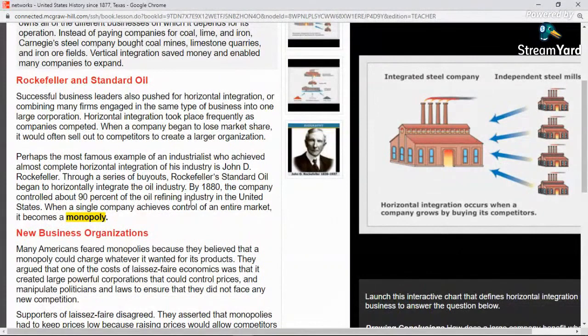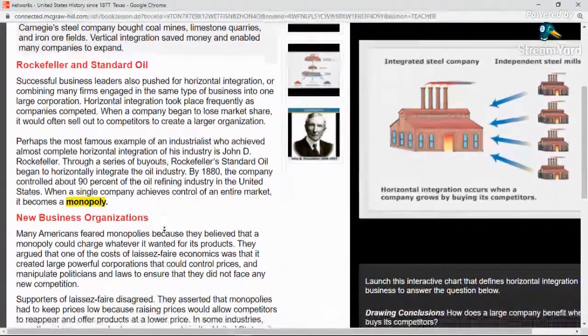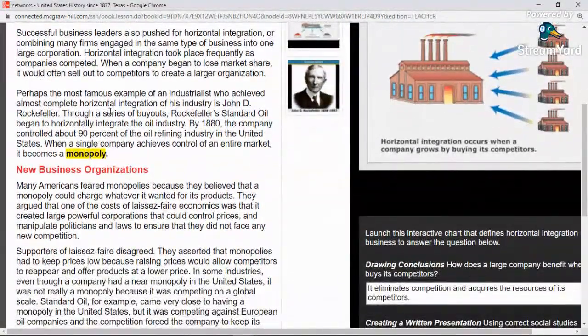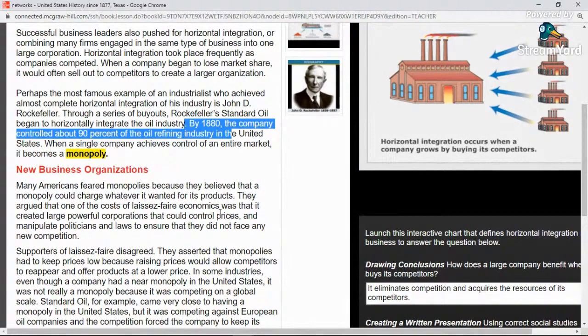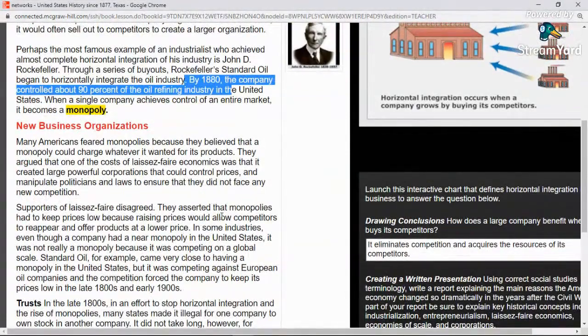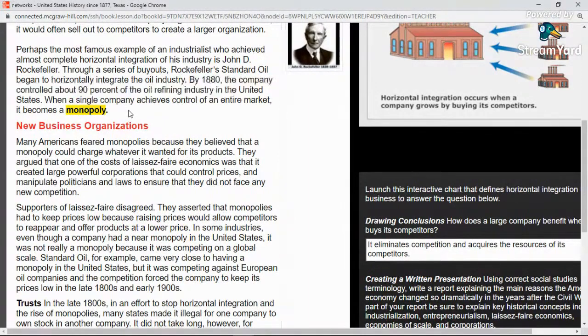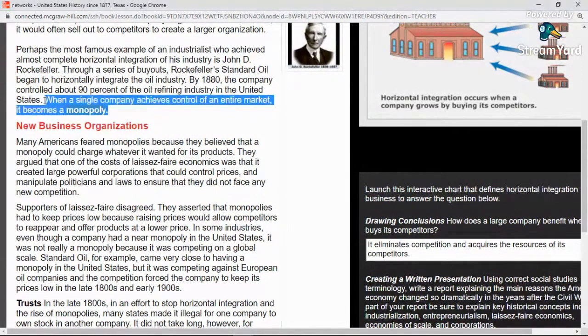Okay, so horizontal, you're buying similar companies. Vertical, you're buying all different types of companies that can supply you with what you need. Rockefeller was one of the most famous people to do this with his Standard Oil Company. By 1880, the company controlled about 90% of all the oil refineries in America. When one company achieves control of the entire market, it's called a monopoly. Okay?